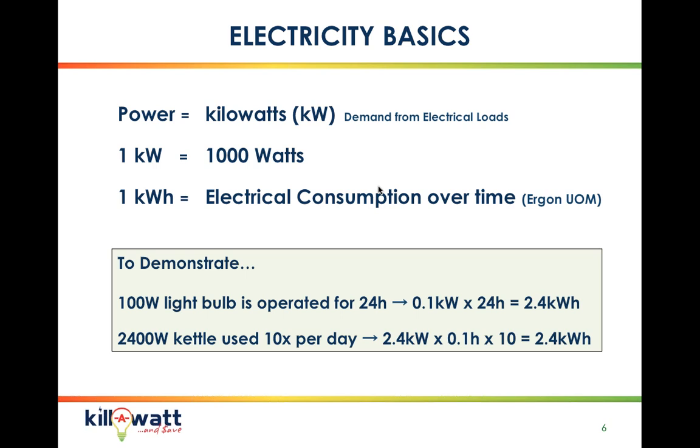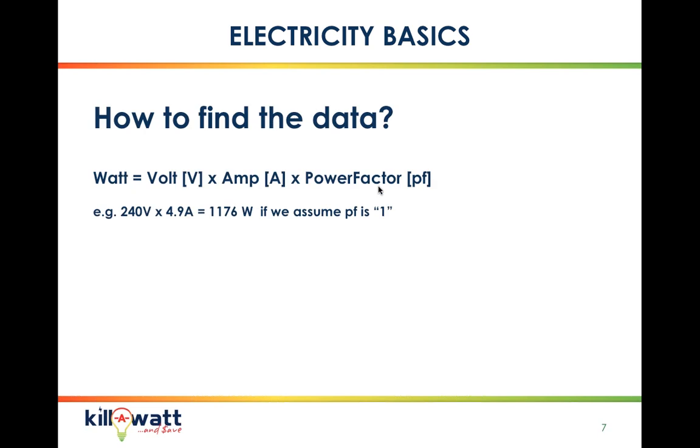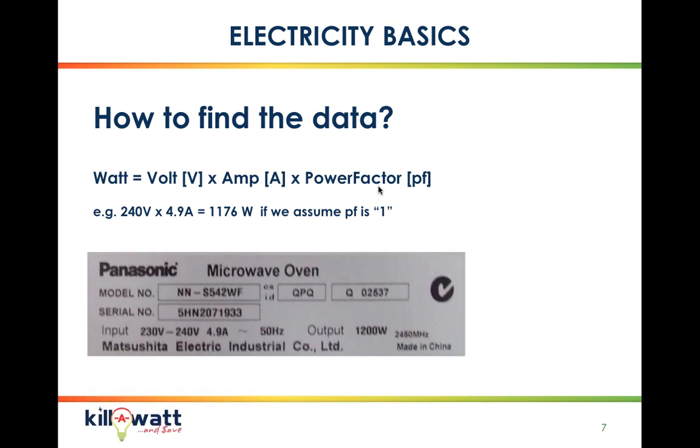A 2.4 kilowatt kettle, or 2,400 watt kettle, used 10 times a day for 0.1 hours each would use 2.4 times 0.1 times 10, which equals 2.4 kilowatt hours. So people often look at a kettle as being a high energy user, but even a light bulb over a long period of time will use a large amount of power. Okay, so how do we find that data?